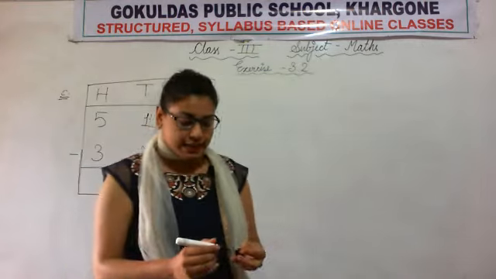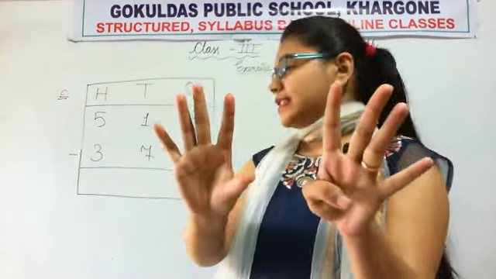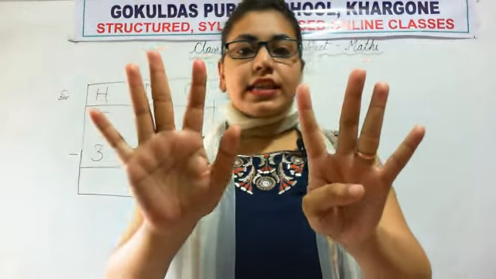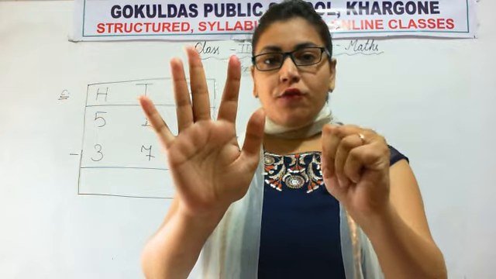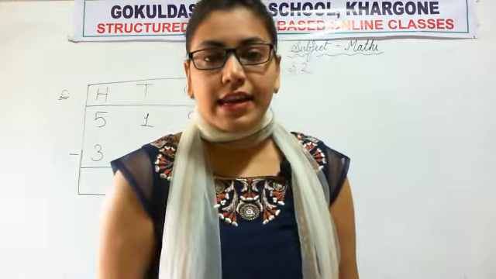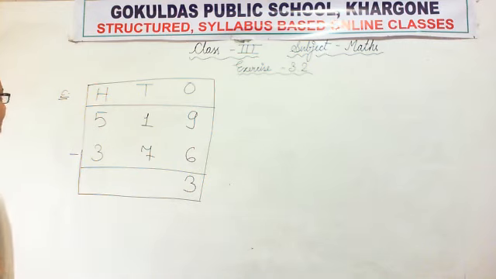So 9 minus 6. First we will open 9 fingers, minus 6, so we take away 6 fingers: 1, 2, 3, 4, 5, 6. How many fingers are left? 3 fingers are left, so we will write the number 3. Now moving towards tens.